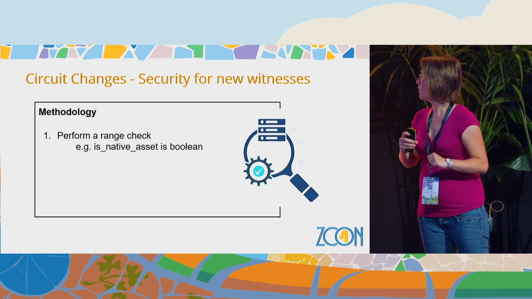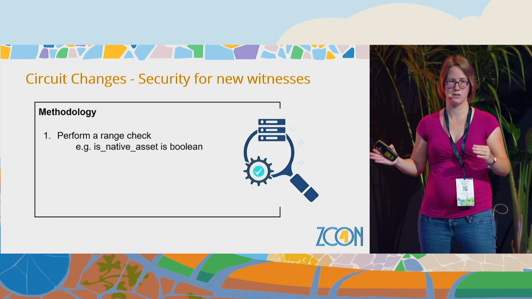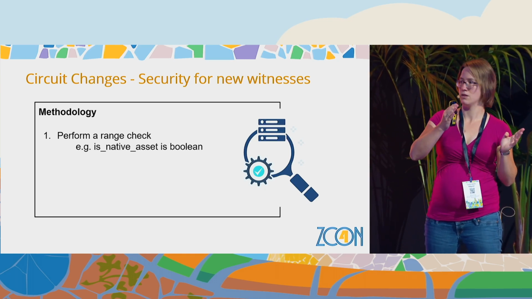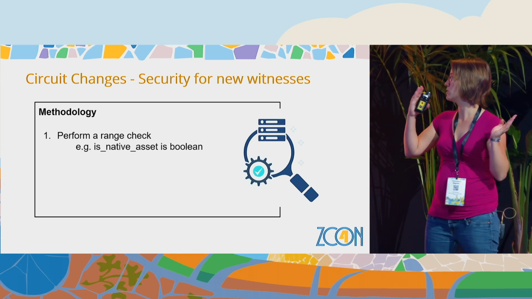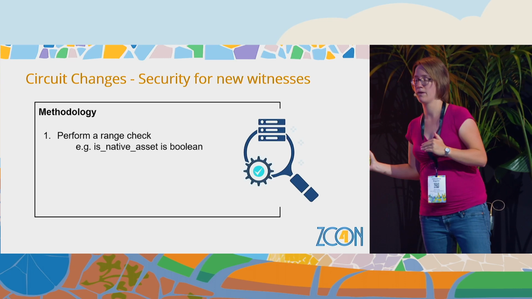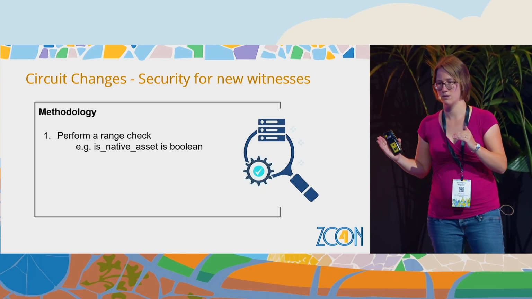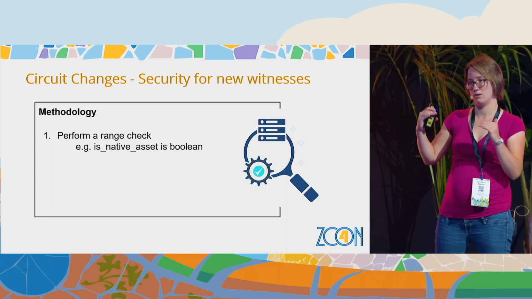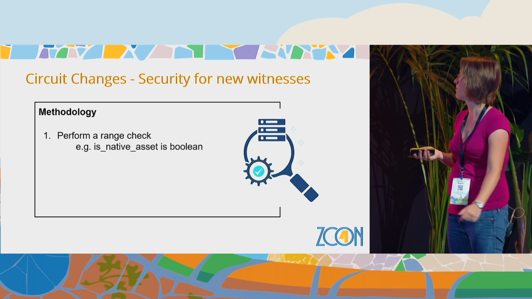So for all witnesses, we decided to check the range of the witnesses. So if the witness, for instance isNative asset, is Boolean, we add a constraint to check that isNative asset is Boolean. Asset is a non-identity point, so we add constraints to check that asset is a point on the elliptic curve and is not equal to the identity point.